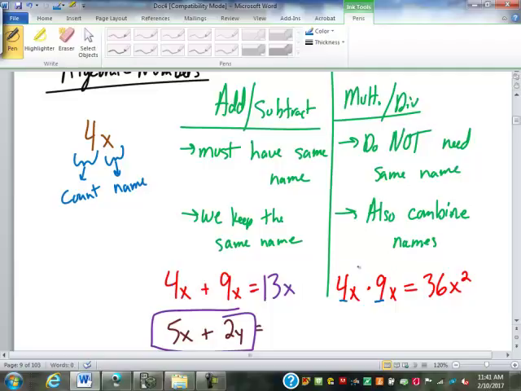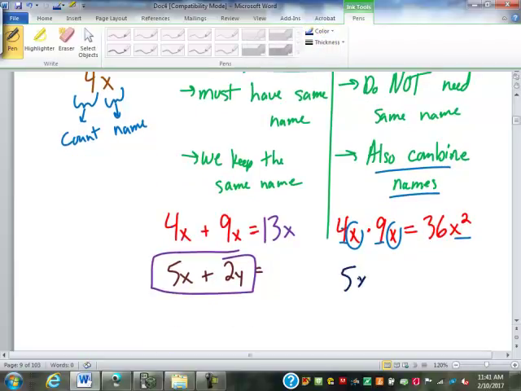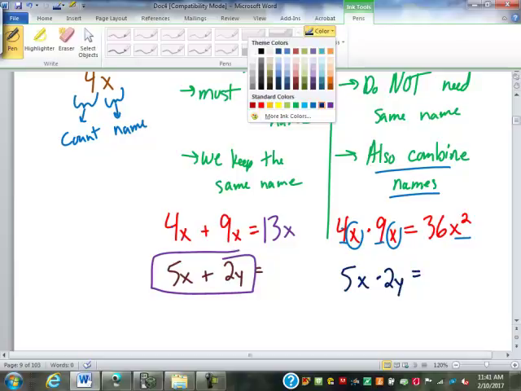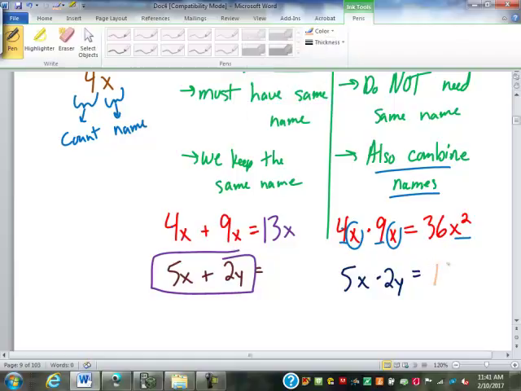This time we're multiplying, so we combine them with multiplications. 4 times 9 does make 36, but we also combine the names. So x times x gives us the x squared. And if we have 5x times 2y, what are we going to get? I heard there 10xy. Very good. Because we combine the counts. 5 times 2 is 10. And we also combine the names. X times y is just xy.